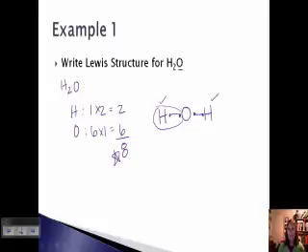Oxygen needs 8 to be stable. Right now it's sharing 1, 2, 3, 4. So I'm going to put 5, 6, 7, 8. And so now oxygen has 8 valence electrons that it's sharing, and so its octet rule is satisfied. So now I'm going to count up. I have 1, 2, 3, 4, 5, 6, 7, 8. I have 8 valence electrons used. I had 8 available. So this is my Lewis structure.